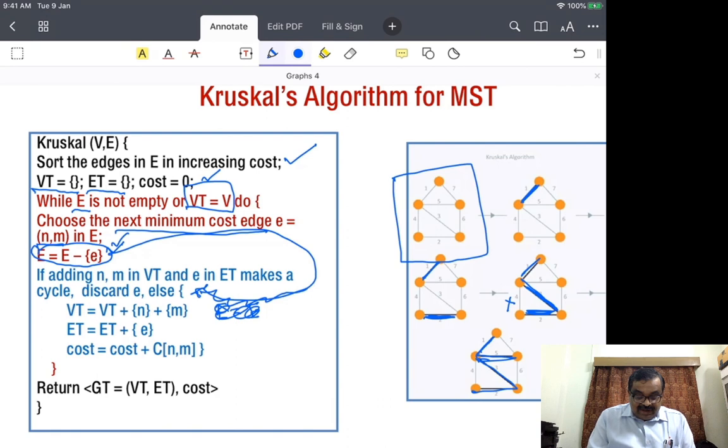If adding N, M in VT makes a cycle, discard E. Otherwise we add the nodes M and N, and one of them could already have been in the VT, but we just add them now. If none of them are there, both will be added. If one of them is there, one will be added. We add this edge back to ET, we add the cost. And we go on doing this as we have seen in this example.